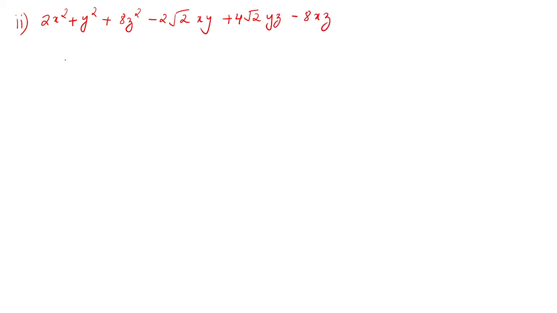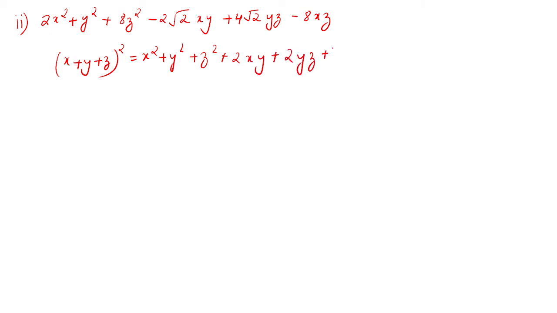So listen, read the question whenever a question such as this is given. Last, we'll go with the last question. This is question number 2: 2x square plus y square plus 8z square minus 2 root 2 xy plus 4 root 2 yz minus 8xz. Again, this is in the same identity as x plus y plus z the whole thing square, that is x square plus y square plus z square plus 2xy plus 2yz plus 2zx.